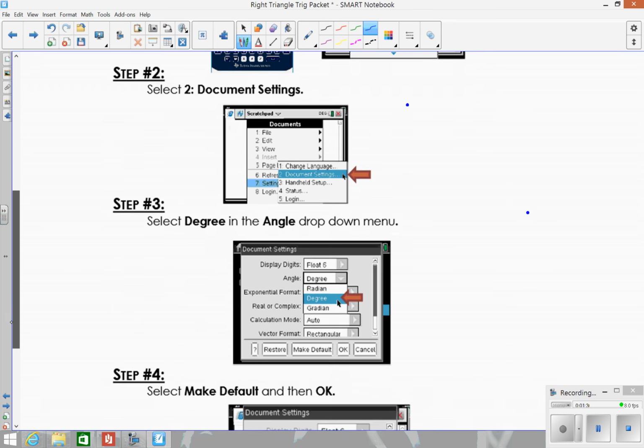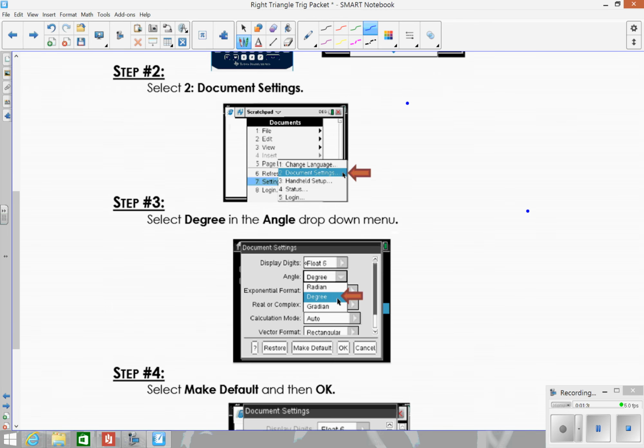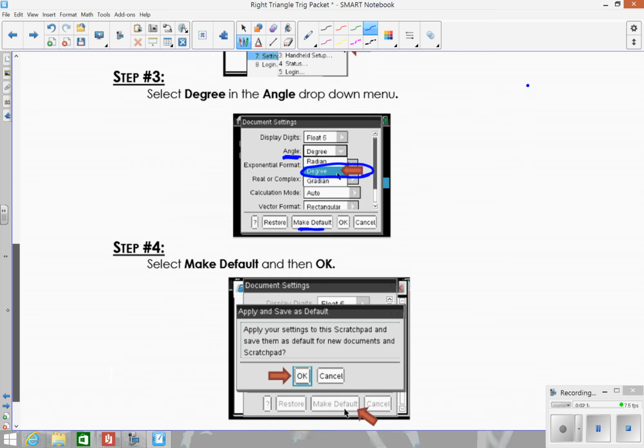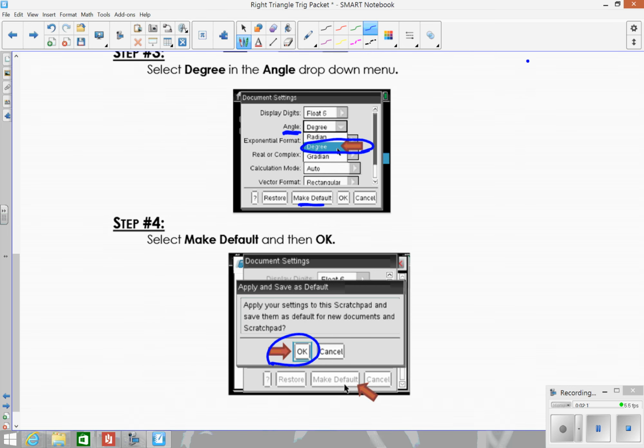And then once you're in that screen, you should see something that looks like this. And by angle, it'll probably say radian. It might say degree, depending on if your calculator's already been changed or not. But if you go to the angle spot, you want to hit this arrow down and you want to select or highlight degree. So this will be how you change it to degree mode. Once that's selected, you can arrow down or hover the cursor down to make default. Instead of just saying okay, let's just say make default. That way, hopefully when we turn these back on, they'll stay in degree mode. So you don't always have to go through this process. So hit make default and then just say okay.